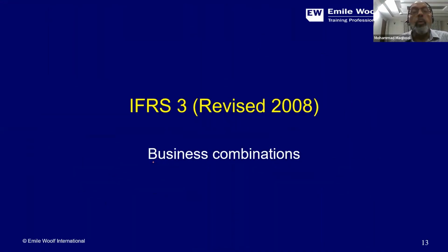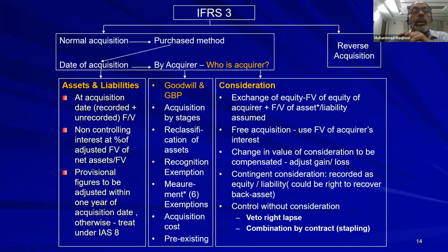And IFRS 3 we looked at, and remember, we said you take all the assets and liabilities of the company you have acquired at the fair value at the date of acquisition. And the controlling interest can be shown as a percentage of the fair value of net assets at the date of acquisition, or at the fair value of the non-controlling interest. We talk about that, and we need to work out the goodwill. It could be goodwill, it could be a gain on bargain purchase.